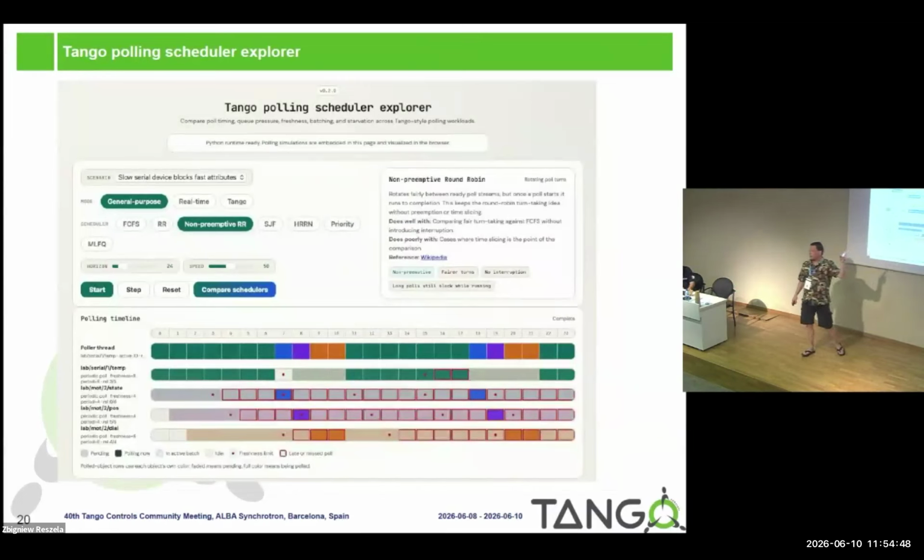Anton actually went and said, okay, to address the second item on the list, Anton came up with, okay, what's the best polling algorithm? So it's an explorer that Anton built.